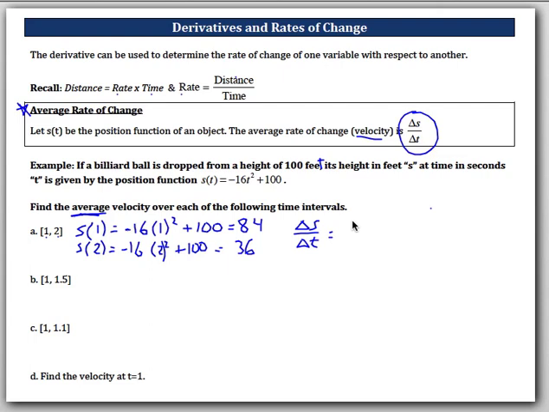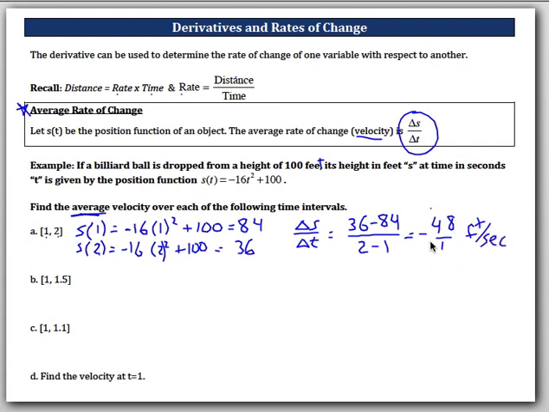So delta s is going to be 36 minus 84. And so we're going to take the first one and put it second, and the second one and put it first here. Okay, and then the change in time, it goes from 2 seconds to 1 second. Again, it doesn't matter which one you pick first, as long as you are consistent. And this gives me negative 48 over 1, and this is going to be feet per second.